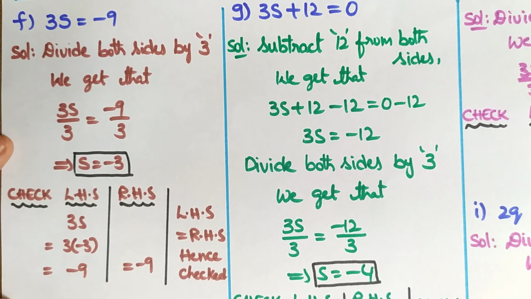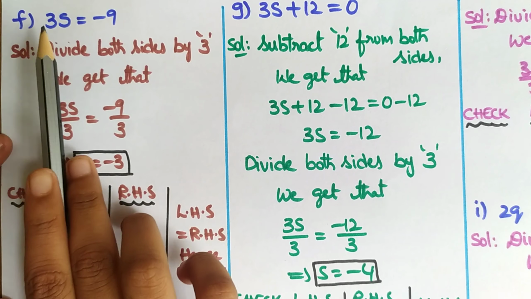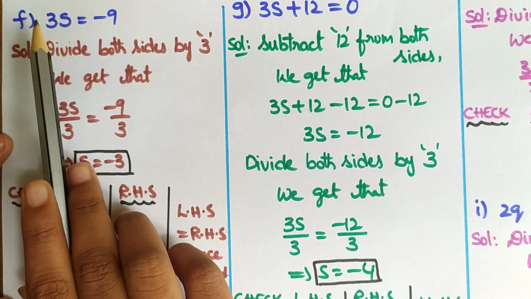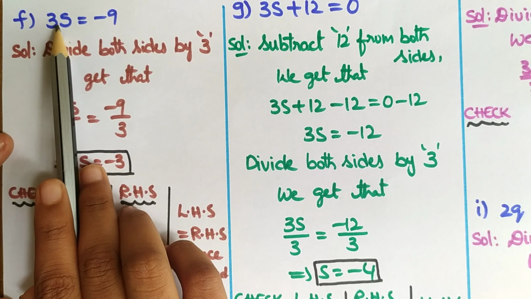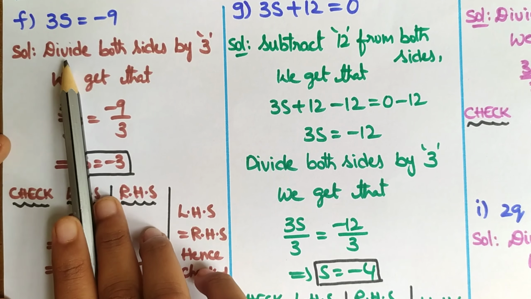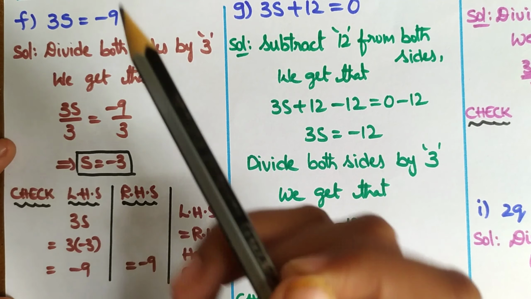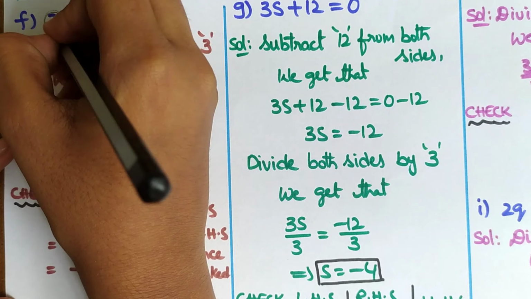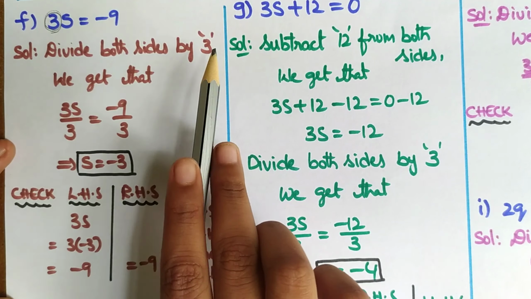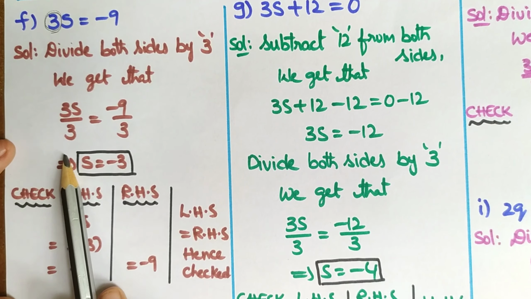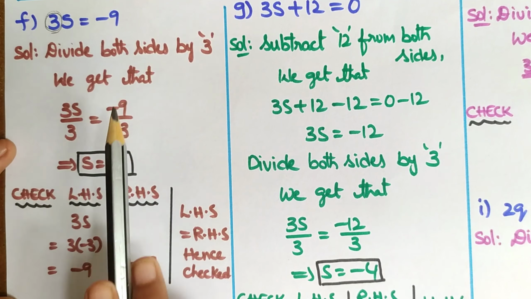Okay friends, now let us see F bit. 3s is equal to minus 9. That means here it is 3s, 3 into s. Here it is multiplication. So here let us do division. Now divide both sides by 3. We get 3s by 3 is equal to minus 9 by 3.